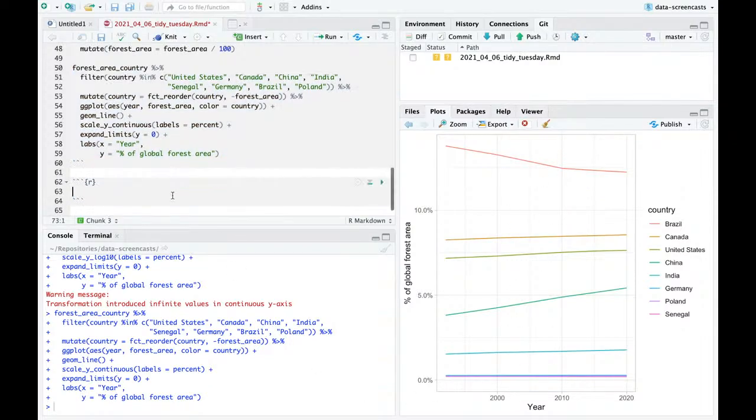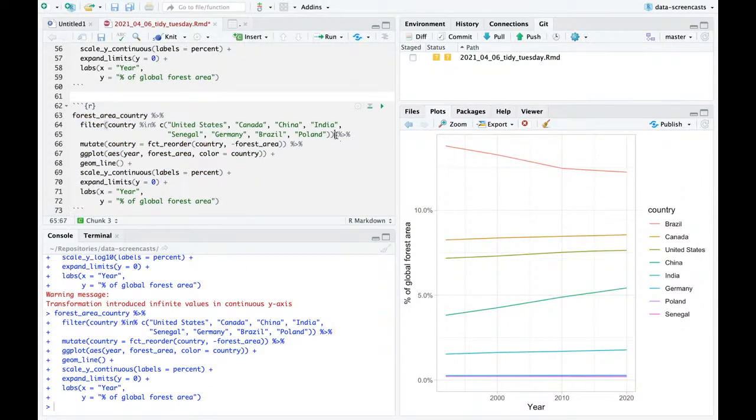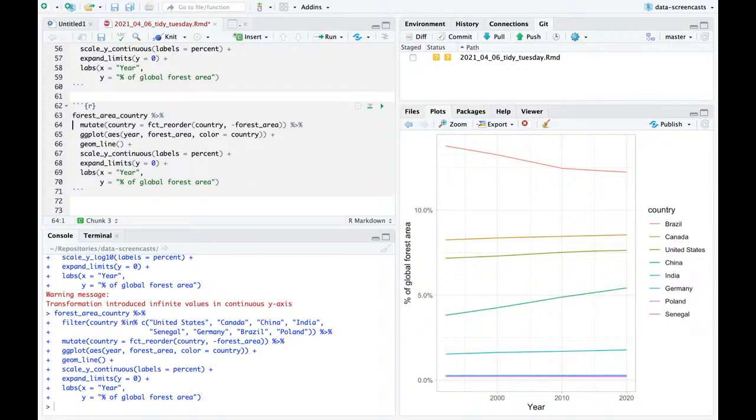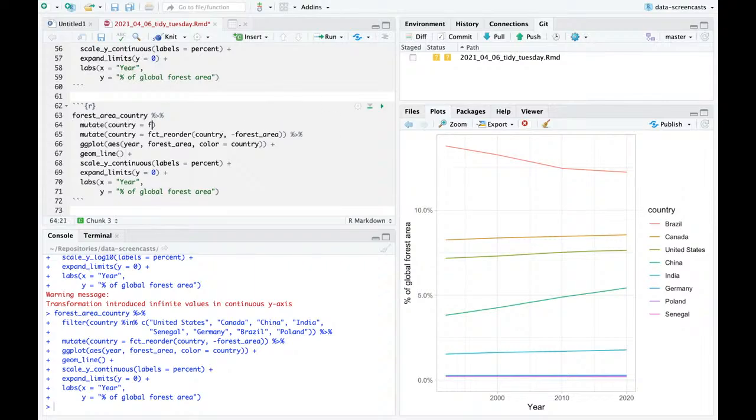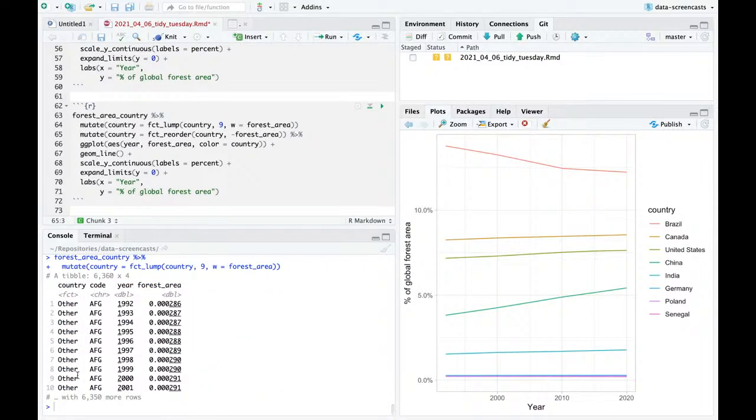So maybe what I really want to do is to visualize these as percentages, as an area plot. As soon as I want to do that, I'm going to need to lump some countries together. So I'm going to do country is fct_lump of country and 10 weighted by forest area. I say 10's too many, I'm going to do, I don't know, 9. The idea is I want everything to end up in other if it's not in just a handful of countries.